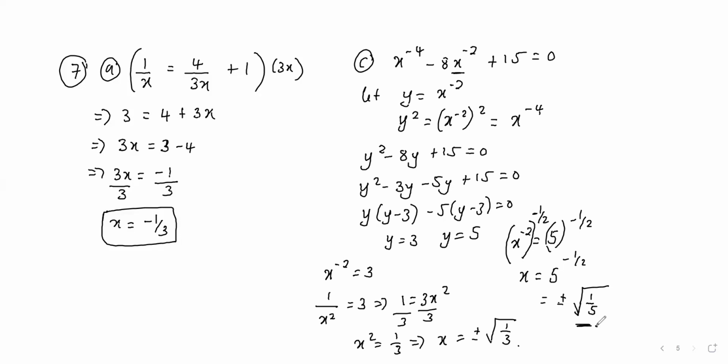So the key thing is that if the power looks not good for you, you can change it to something that is quadratic. For example, d is x power 6.